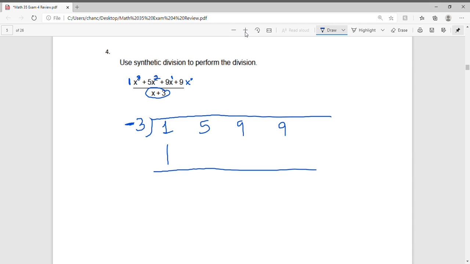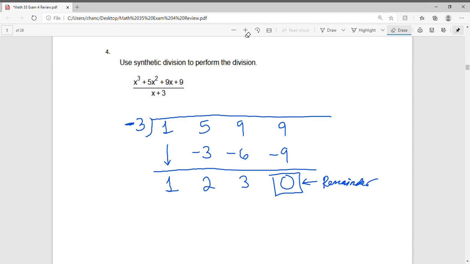We'll drop down the 1, and then we'll multiply. Negative 3 times 1 is negative 3. Then we'll add: 5 minus 3 is 2. We'll multiply again. Negative 3 times 2 is negative 6. 9 plus negative 6 is positive 3. Negative 3 times 3 is negative 9, and that adds up to 0. This is our remainder. There is a remainder of 0. That means it divides perfectly into x plus 3.